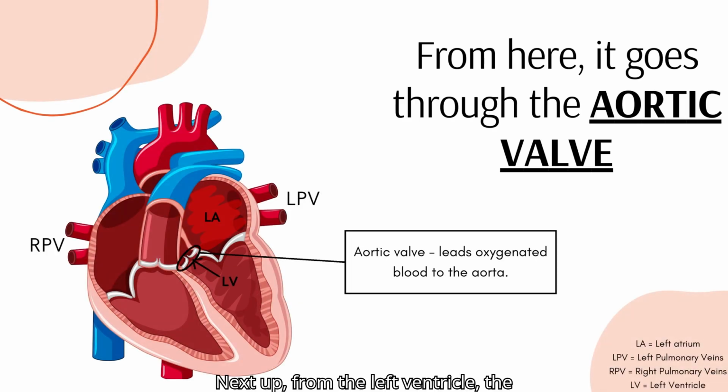Next up, from the left ventricle, the blood is going to go through the aortic valve into the aorta, which is going to take all of this oxygenated blood and deliver it throughout the entire body. So this valve serves the same function as the other three. It just prevents backflow from the aorta into the left ventricle. So as you can see, the four valves of the heart serve very similar functions.